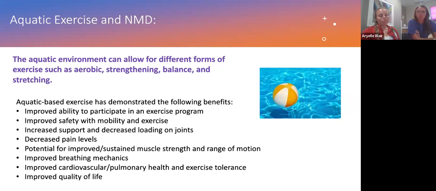Okay, so for those who know me, I'm a big advocate of aquatic exercise. There was a recent 2022 scoping review article for exercise and NMD. We wanted this to have its own couple of slides because all of the different areas that Aryelle and I just spoke about, you can do all of those in the pool: aerobics, strengthening, balance, and stretching. I won't read through all of these for time, but you can see all the different things that the pool has been shown to be beneficial for in neuromuscular disorders.